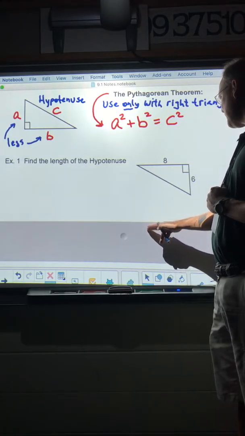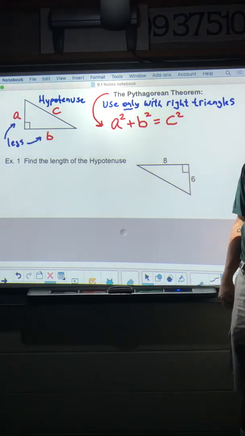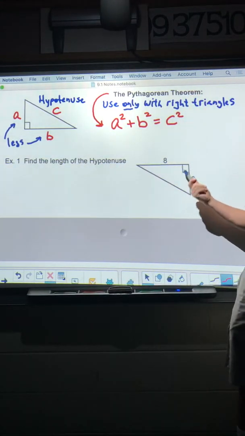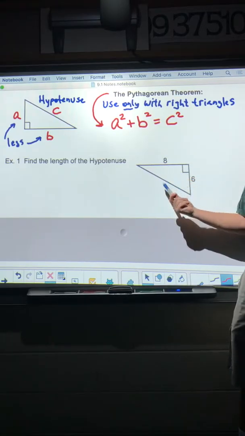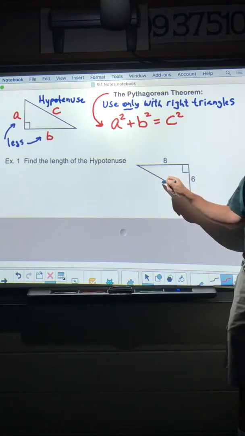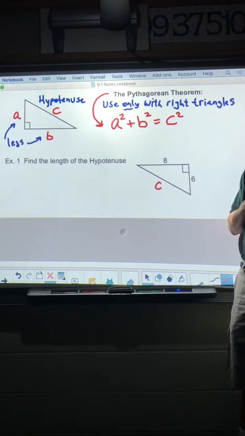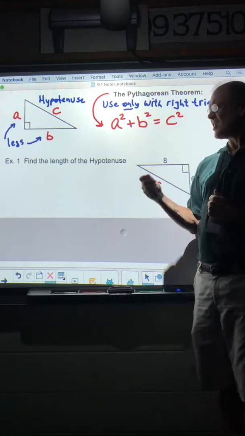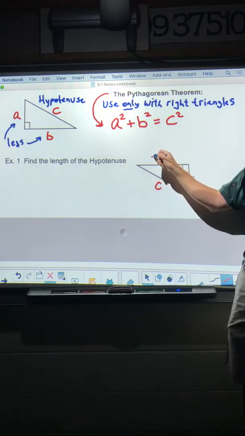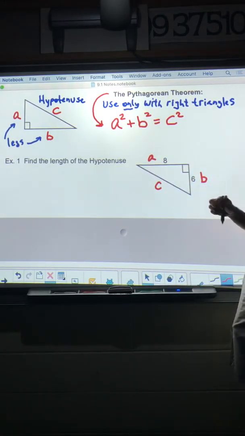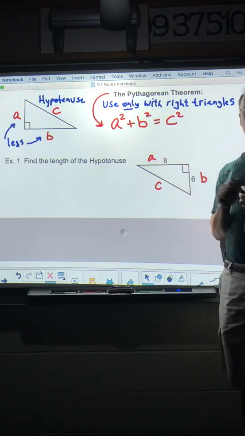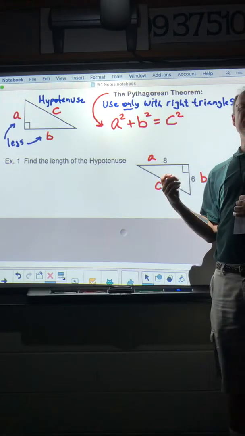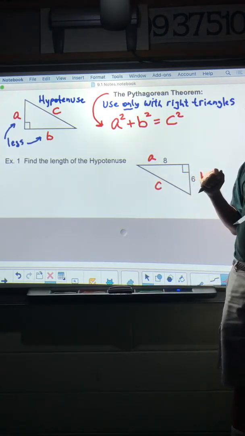So let's try an example. Find the length of the hypotenuse. So here we have a right triangle. The hypotenuse is the side across from the right angle. So that's C. The other two sides are the legs. And I'm going to call this one A and this one B. But it really doesn't matter which you call which. You could switch those around and that would be okay. But it's essential that the hypotenuse is C. That's the one that always has to be C.